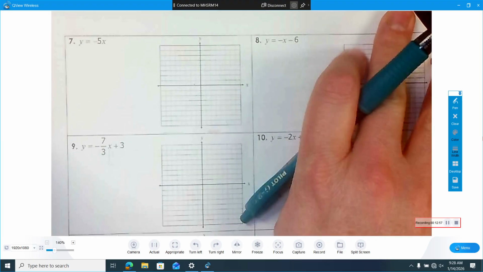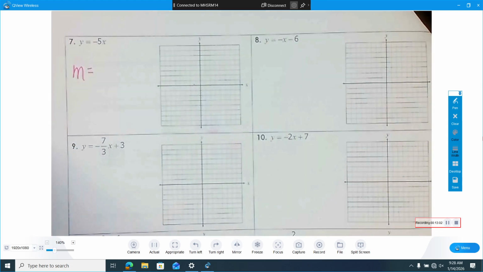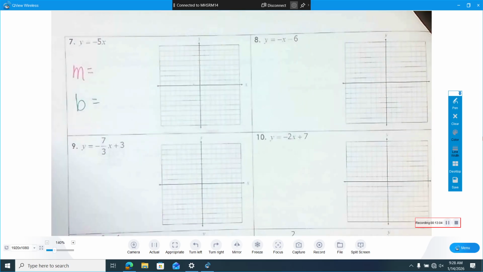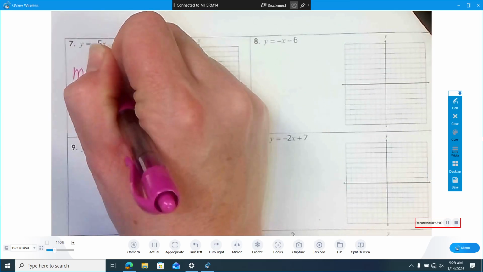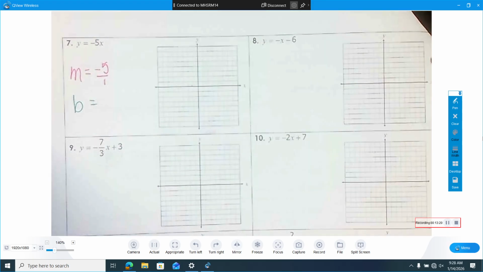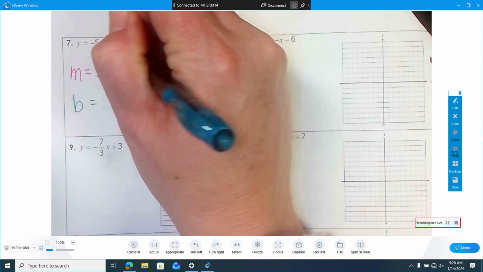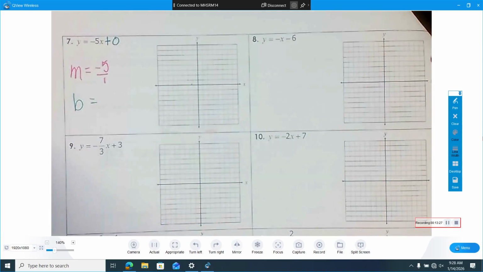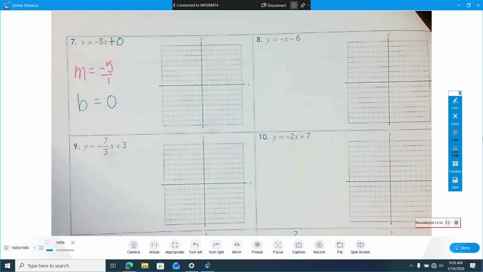Number 7, what is the M? -5 is the M. Good. I'm going to make it -5 over 1. What's the B? No, if there was a 1, you would see like a +1 or a -1. 0. Very good. It's missing. It's not there. So we can always fill it in. And if it's not there, it's a 0.